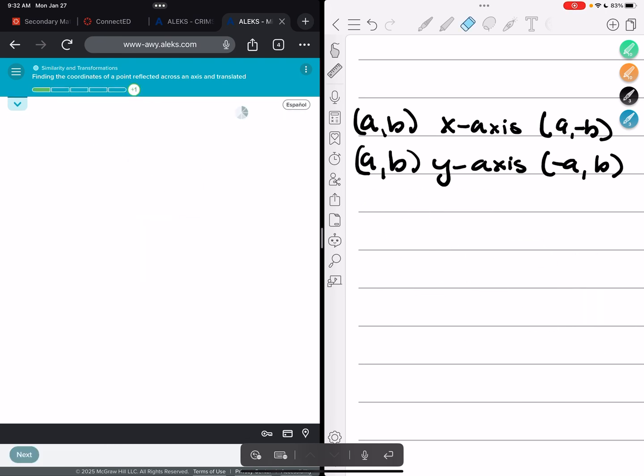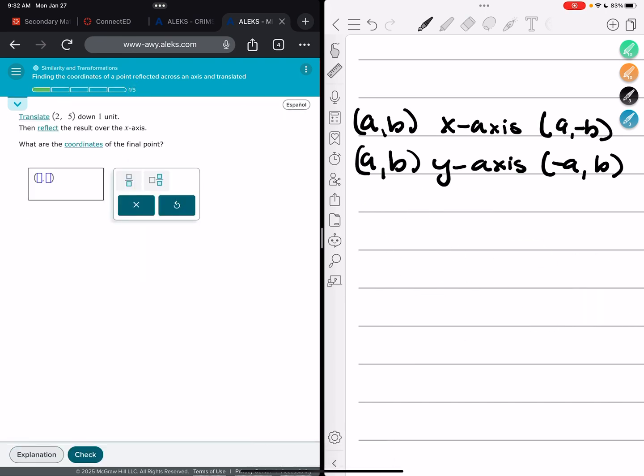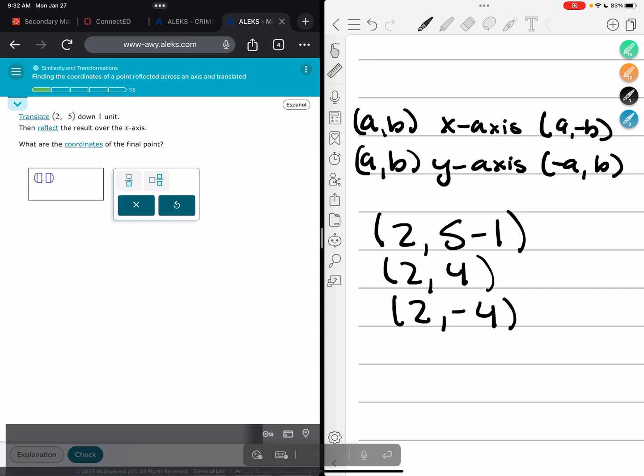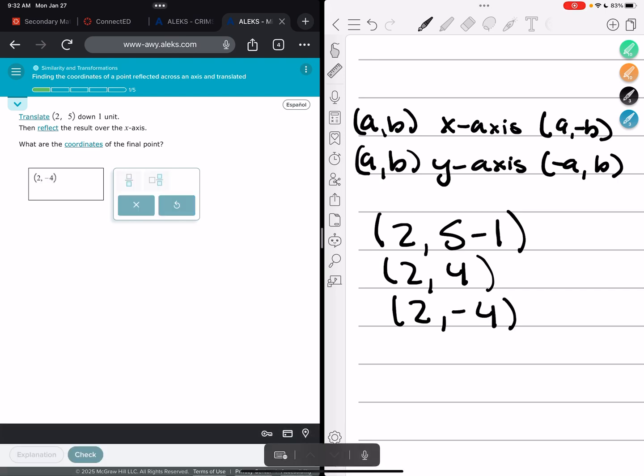Okay, so we can do that again with the next one. I've got to translate (2, 5) down 1 unit. So I'm going to go ahead and go 2 stays the same. Then I'm going to go 5 minus 1. So this gets me (2, 4). Then they tell me that I'm going to reflect over the x-axis. This means that my a stays the same, but the b becomes opposite. So this means I get (2, -4), which becomes my answer of (2, -4).